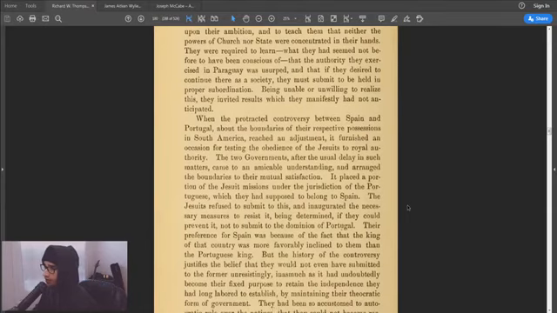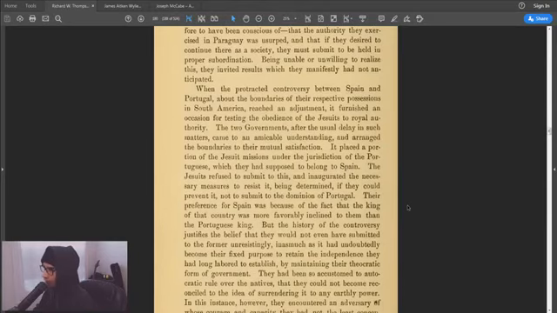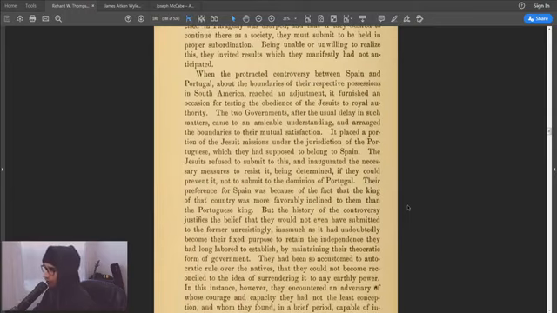Their preference with Spain was because of the fact that the king of that country was more favorably inclined to them than the Portuguese king. But the history of the controversy justifies the belief that they would not even have submitted to the former unresistingly, inasmuch as it had undoubtedly become their fixed purpose to retain the independence they had long labored to establish by maintaining their theocratic form of government. They had been so accustomed to autocratic rule over the natives that they could not become reconciled to the idea of surrendering it to any earthly power.